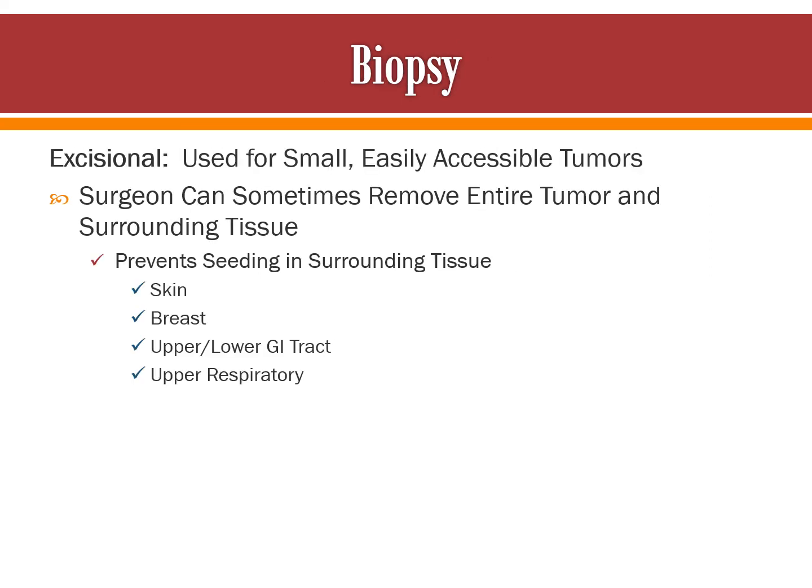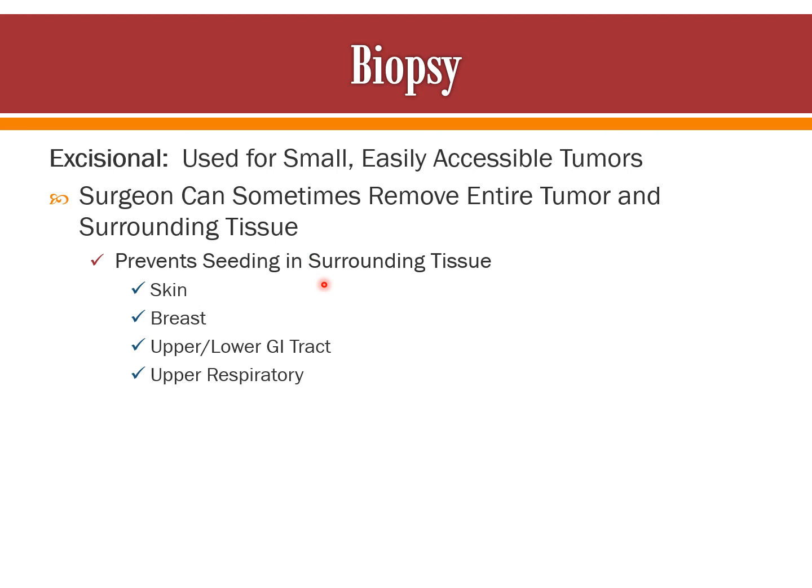So biopsies come in different ways. They can be described as excisional. If they're doing an excisional biopsy, it's usually for small or easily accessible tumors. Excisional is also further subdivided into local and radical, and I have another slide later on that discusses this. So in general, excisional is used for small, easily accessible tumors. Sometimes the surgeon can remove the entire tumor and the surrounding tissue.